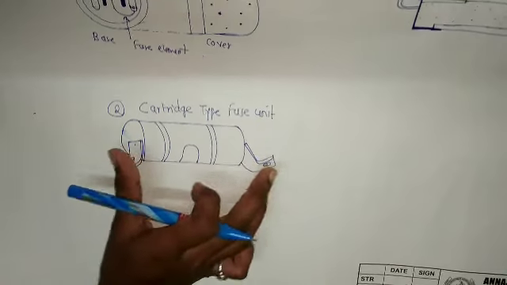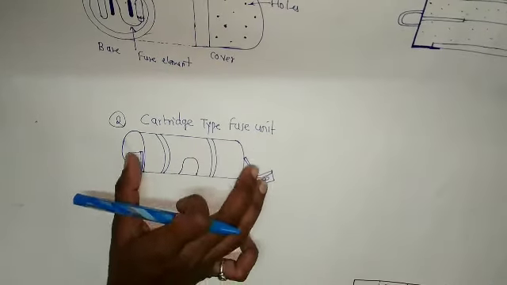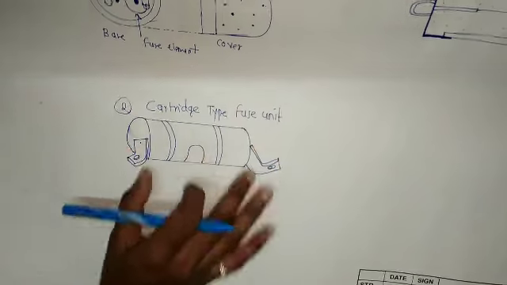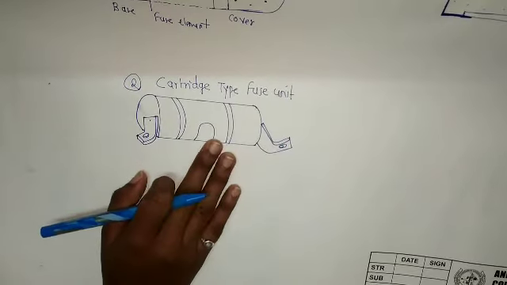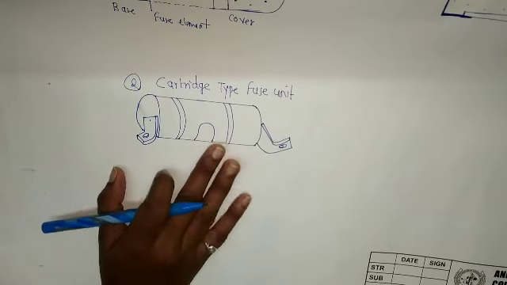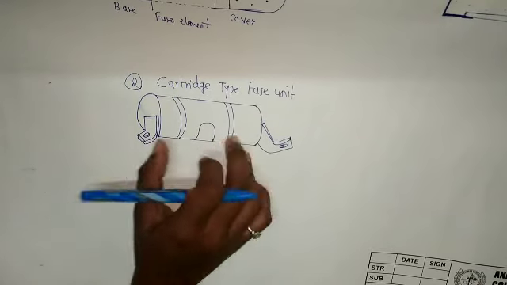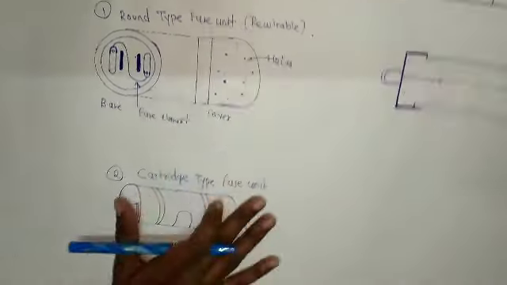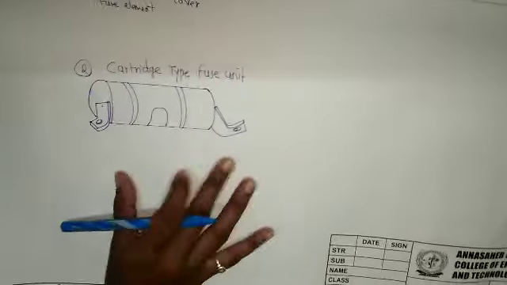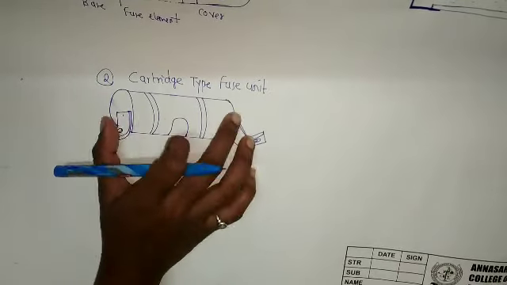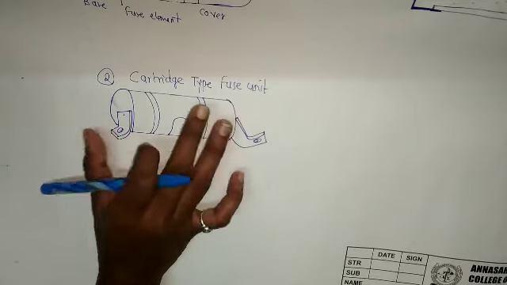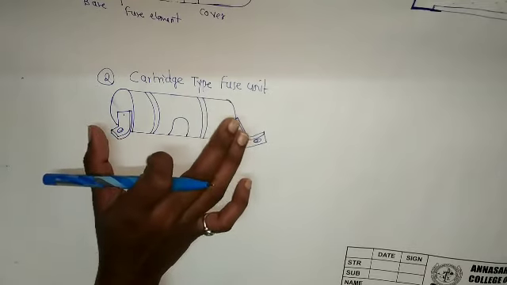So what do we have to do? We have to replace this fuse unit itself, right? So we will see the constructional details. These types of fuse units are completely enclosed. Here, unlike the round type where we can open the cover, there is nothing provided. In this cartridge, in this container only, everything is fitted. So it is not openable.